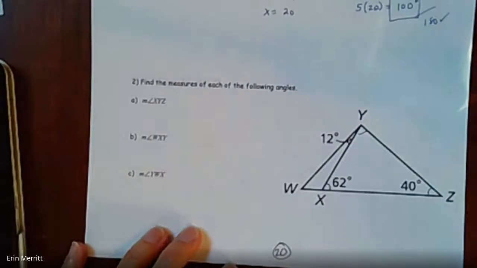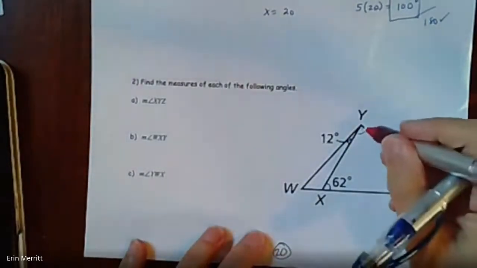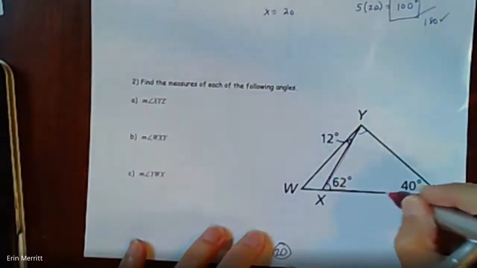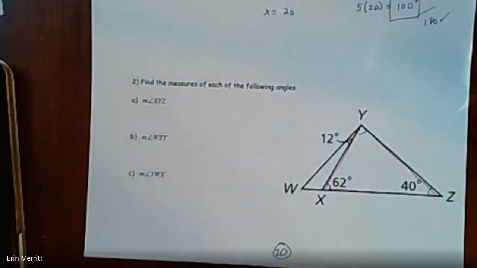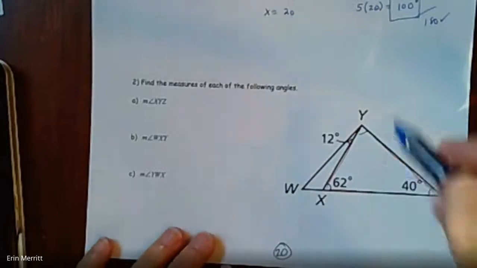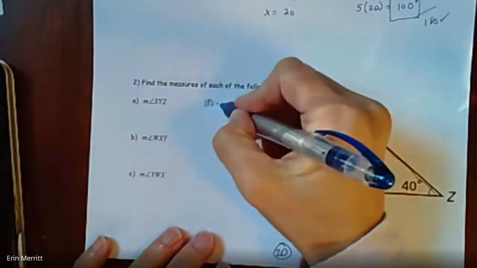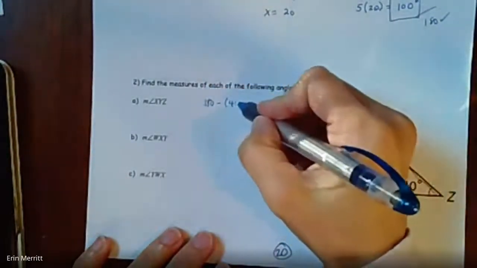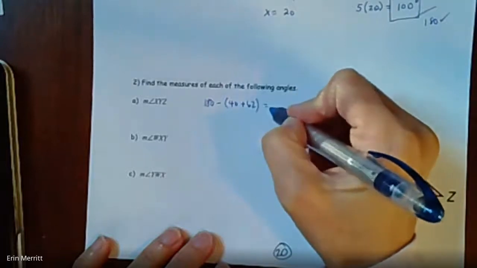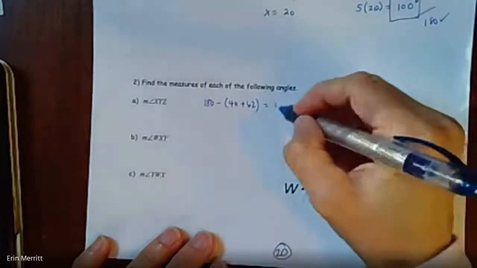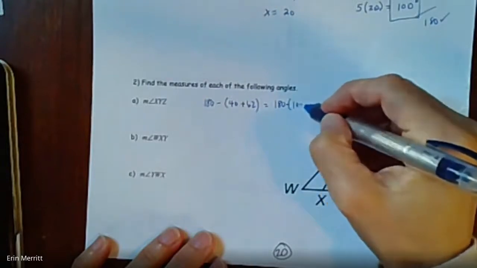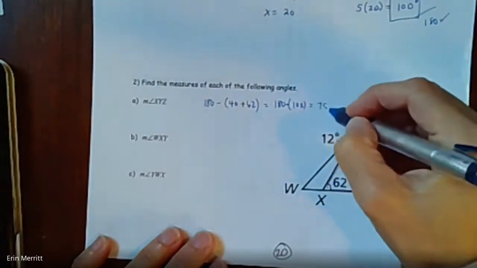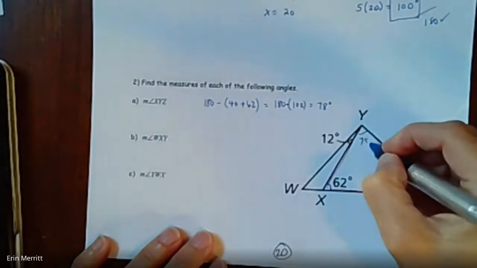So I would focus on the fact that you have this triangle, XYZ, where the angles are all going to add to 180. So that would be my thought for that first angle. So you would be looking at 180 and then minus the 40 and 62 that are already there. So 40 and 62 would give me 102. And then subtract that, we're left with 78.